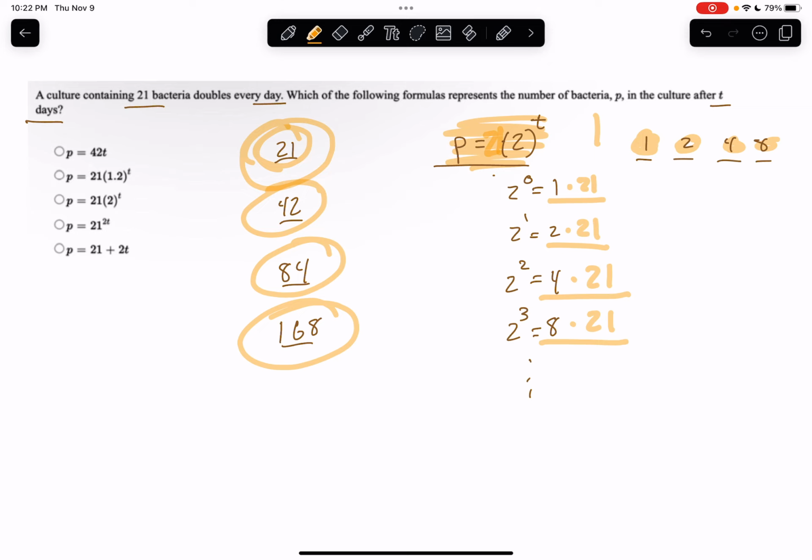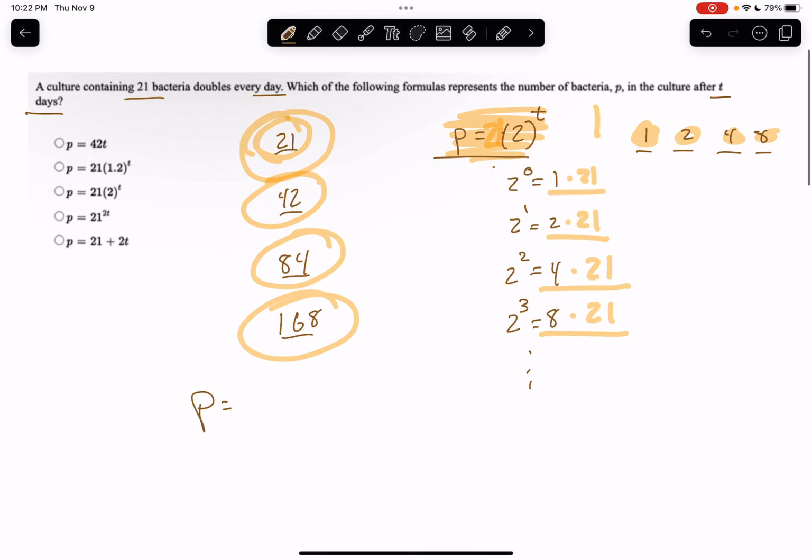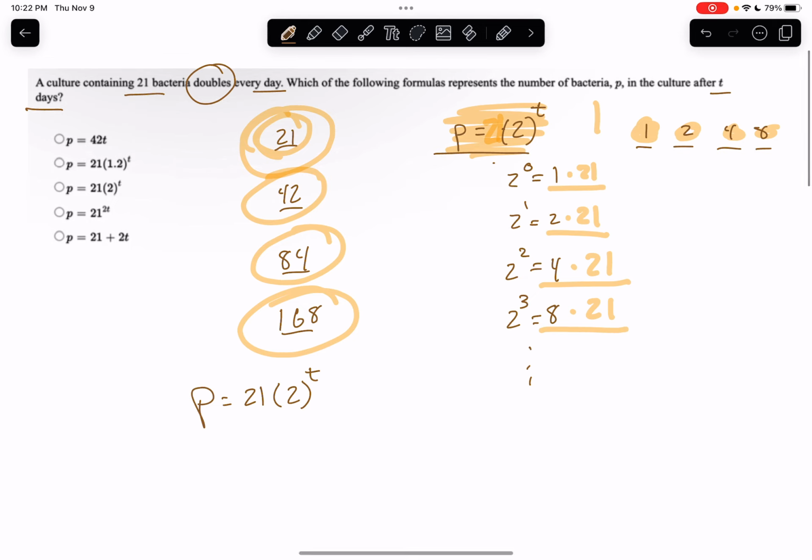So, if none of that makes sense, your formula for this is your initial value, whatever your initial value is. Here, my initial value is 21, and you multiply it by a base, and this base is like doubles or triples or quadruples, so that's the base number that goes there, and your time is a power that goes on top here. So it looks like it would be this one.